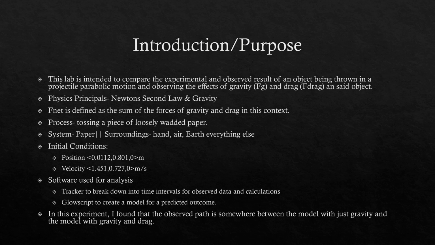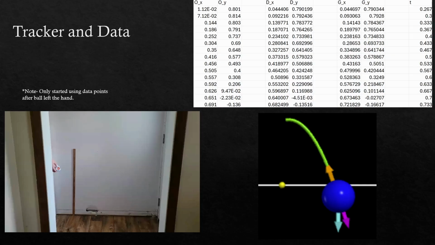In this experiment, I found that the observed path is somewhere between the model with just gravity and the model with gravity and drag. This suggests the presence of other unaccounted for forces. This is my data and the Tracker video and our model picture.